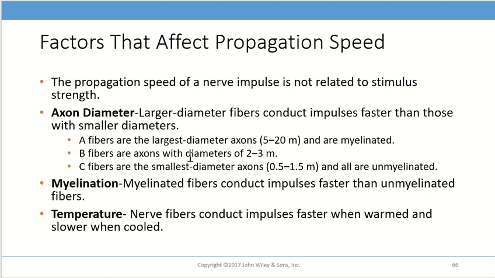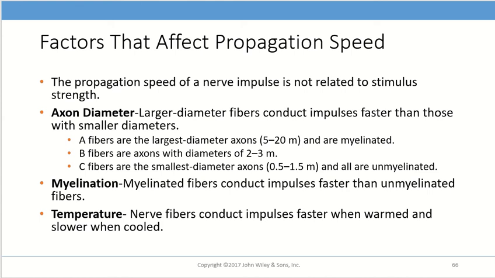So the diameter of the fibers that make up that axon is going to impact how fast an action potential can propagate. The action potential is going to be able to propagate fastest through our A fibers with their really large diameter.